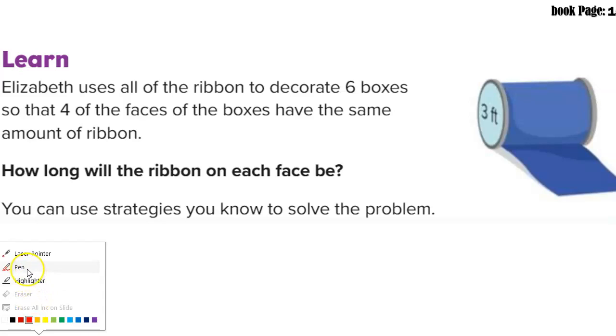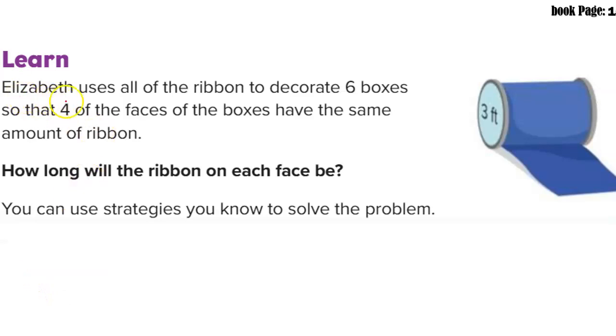Elizabeth uses all of the ribbon. But how much ribbon do we have? It's here: 3 foot of ribbon. Okay. So what does she need to do? She needs to decorate 6 boxes.